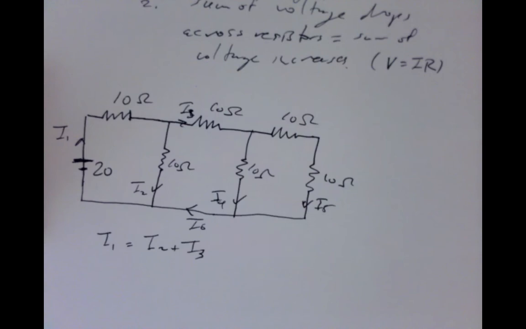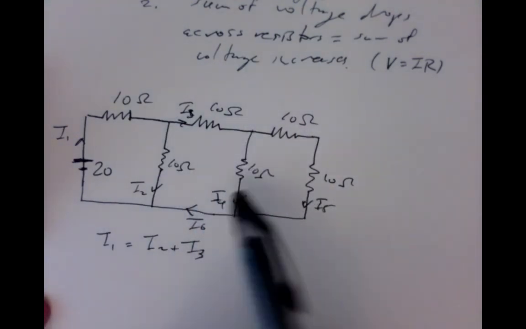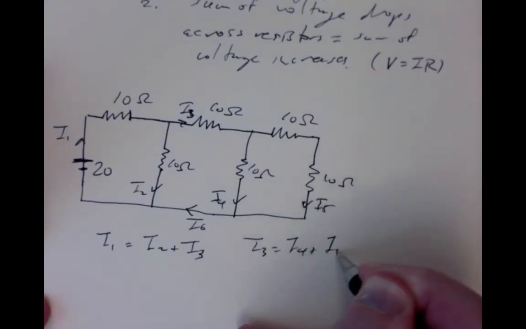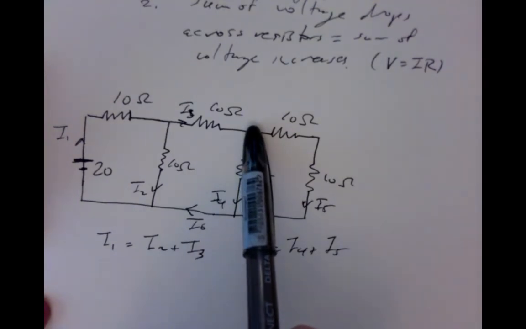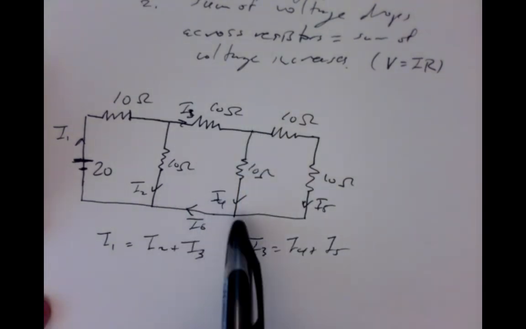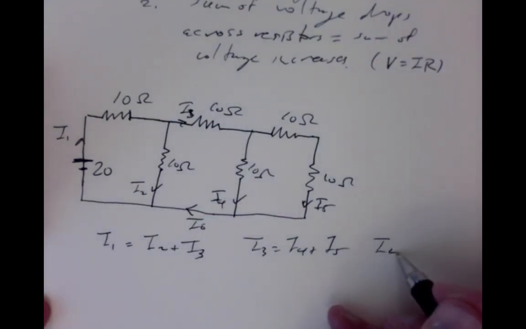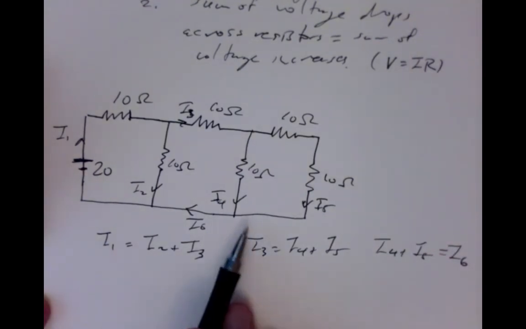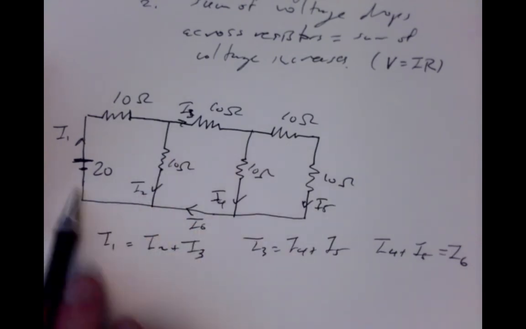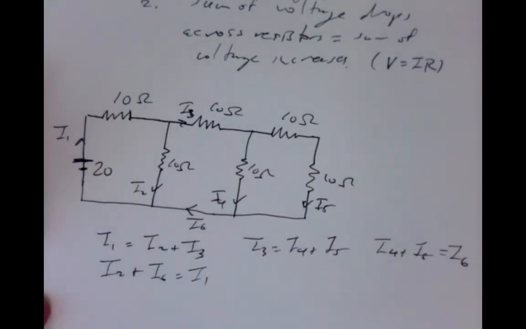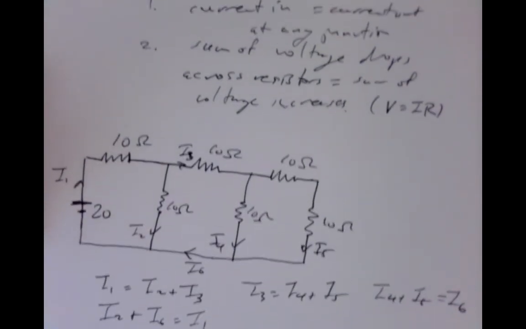And similarly, for the next splitting, I3 has to split into I4 and I5. So I3 is I4 plus I5 at this junction here. Then we have a junction at I6, which is I4 plus I5 coming in to produce I6. So I4 plus I5 is I6 coming in there. And then we have this one, which is I2 plus I6 is I1. Those are some linear equations on the various I variables. But that's only from the first law. That's the law about the junctions.